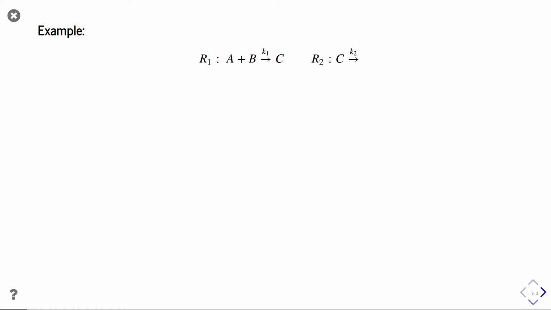Right away, let's see an example to try to understand how we formulate stoichiometry vectors and propensity functions. Our example is a simple two-reaction network where reaction R1 has A and B, two different species, combining to form a complex C. The second reaction, R2, shows complex C undergoing first-order degradation.